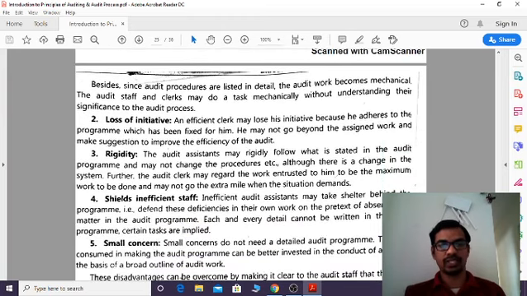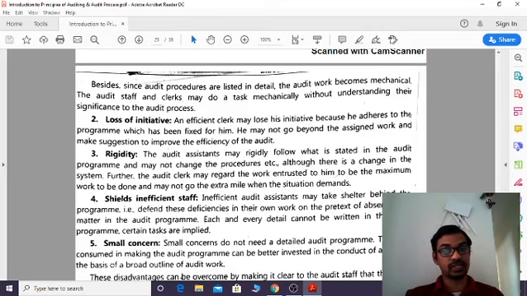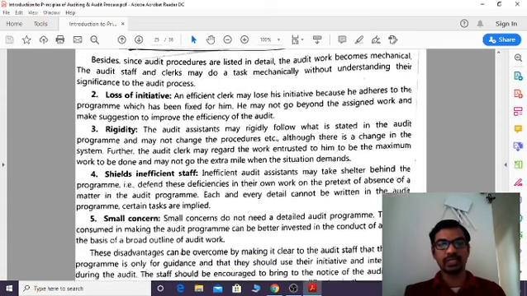Then, loss of initiative. An efficient clerk may lose his initiative because he adheres to the program which has been fixed for him. He may not go beyond the assigned work and make suggestions to improve the efficiency of the audit. There is a possibility of the loss of initiative. Why? Suppose as per the audit program, the responsibility and accountability of the clerk is fixed. Then strictly that clerk has to follow the program only. There is no chance for new initiative, and therefore there is a loss of initiative.